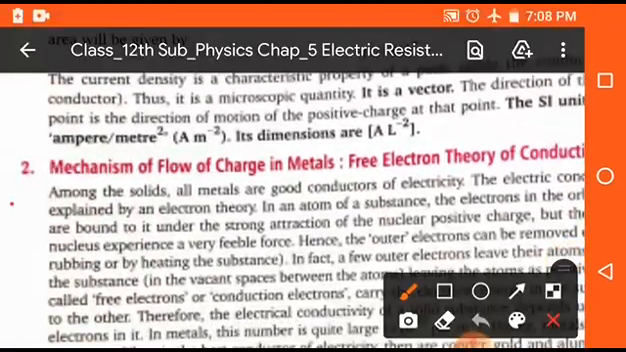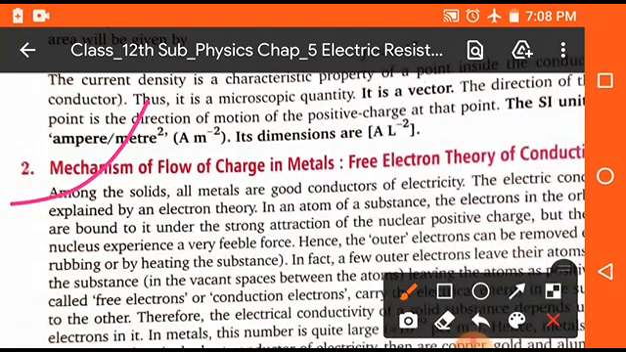Now student, we will discuss the mechanism of flow of charge in metals and the free electron theory of conduction. As we know, metals have a number of free electrons in the conductor. That's why current can easily flow in conductors. So when we provide energy to any metal or conductor, these electrons move in all directions randomly and strike each other.